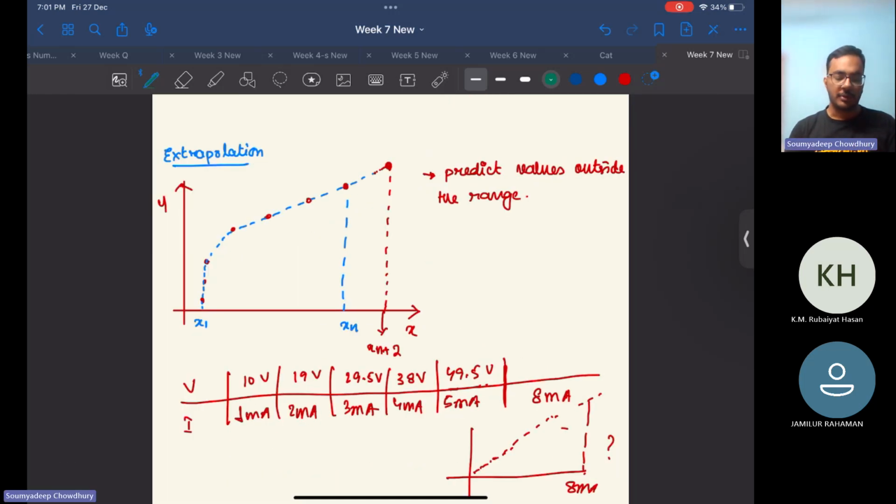Similarly, in extrapolation, we plot all the experimental data points from x1 to xn and their corresponding y values. However, if we want to find the value at a point, say xn plus 2, what will be my value of y at xn plus 2? We basically extend that curve and find out the value of y at xn plus 2. This is known as extrapolation. So your extrapolating curve is valid throughout the range, that is from minus infinity to infinity.